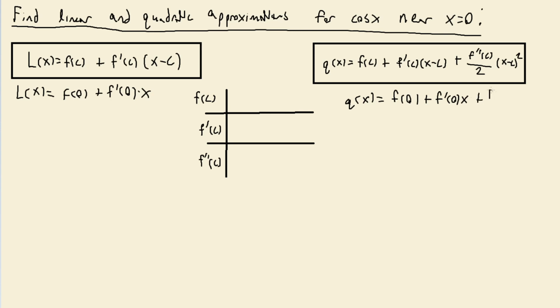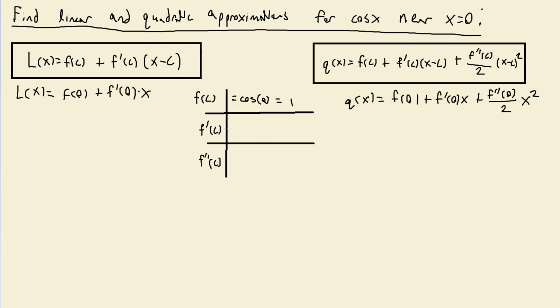But then we're going to add this additional factor, f double prime 0 over 2, once again multiplied by not x minus c here, because we're dealing with c equals 0. I should rewrite this. We're dealing with c equals 0, so this is just going to reduce to x squared. And so now with this information, what I'm going to do is just differentiate cosine of x twice. First, before we do that, what is f of c here? Well, that would just be cosine of 0. That's the point of interest. And so this is equal to cosine of 0, which is just going to be equal to 1.